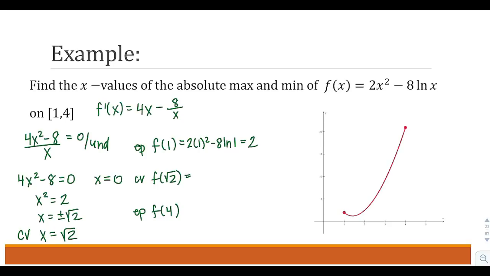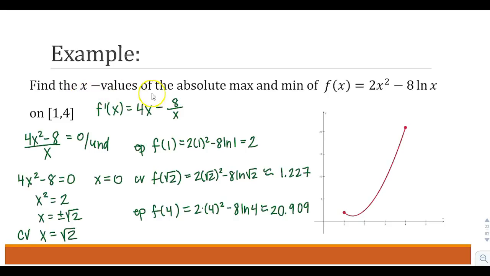Substituting in square root of 2, I get 2 times the square root of 2 squared minus 8 natural log the square root of 2. So with the calculator, I will approximate this value, which is 1.227. And then f of 4 is 2 times 4 squared minus 8 natural log 4. And this is approximately 20.909.